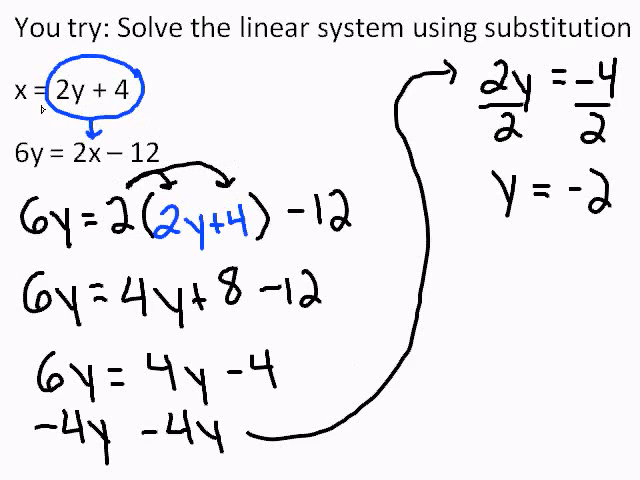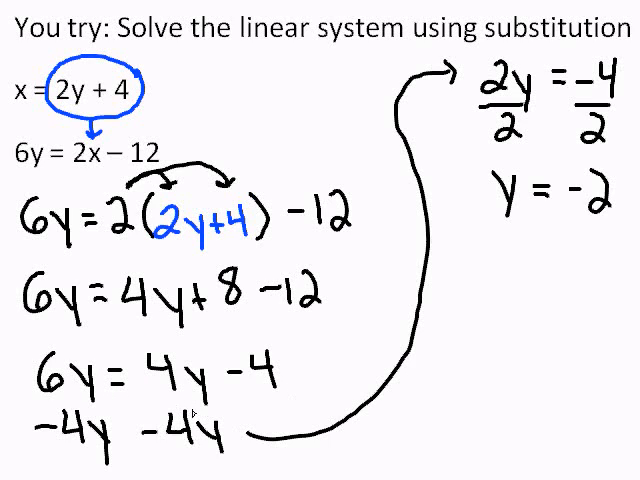In this case, we know that x is equal to 2y plus 4, so we can substitute 2y plus 4 into the x in the other equation, giving us 6y is equal to 2 times the x value, and the x value was 2y plus 4. And then we subtract 12. I simplified the right-hand side of our equation, and I was left with 6y equals 4y minus 4.